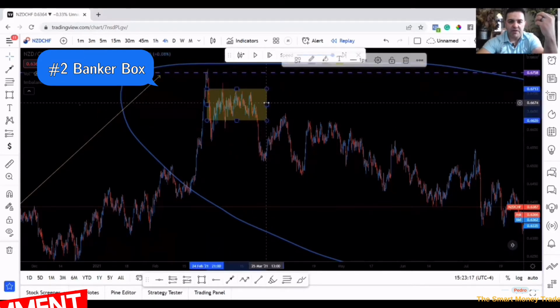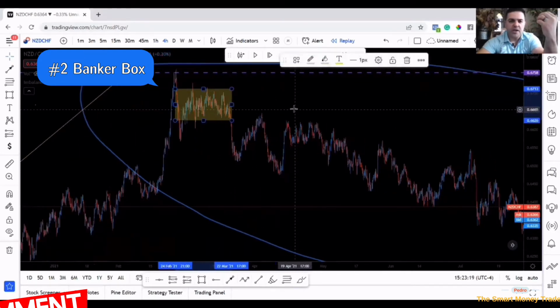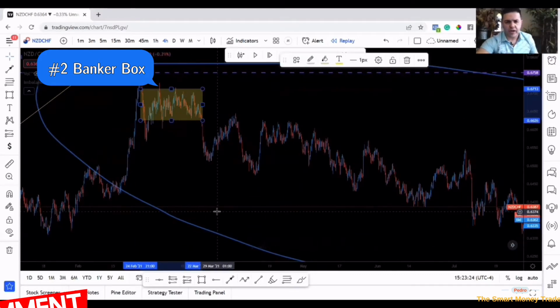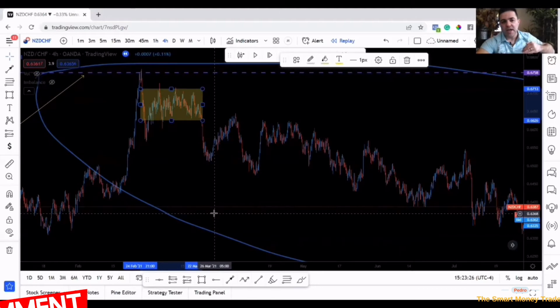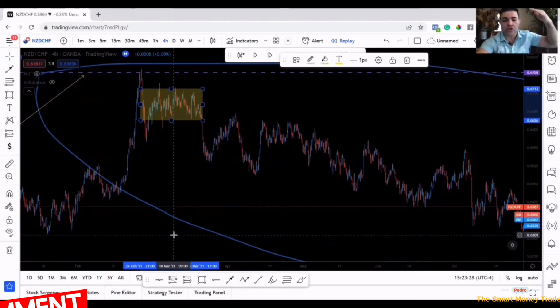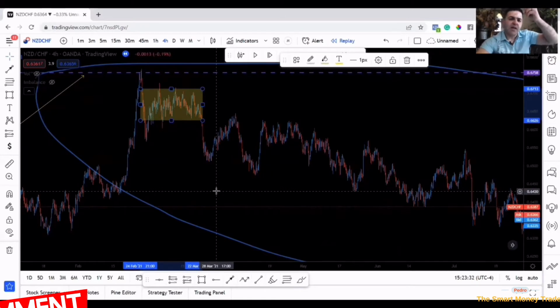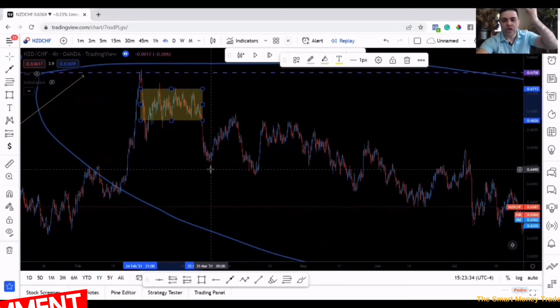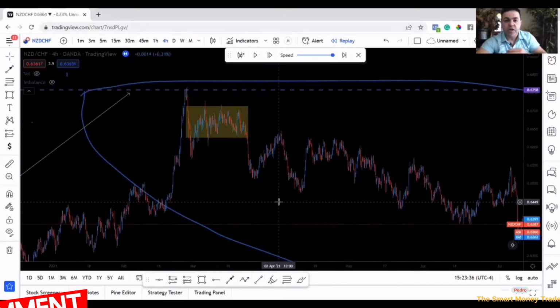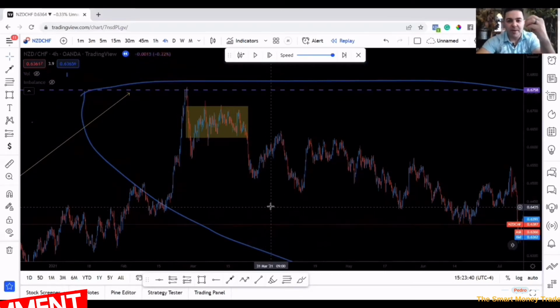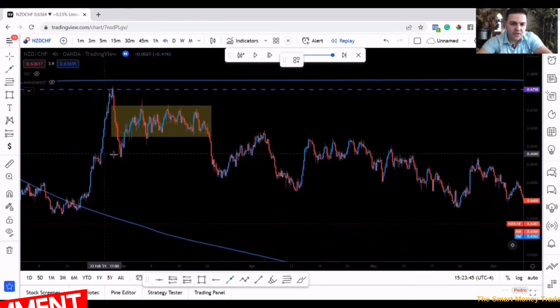Basically, I have it marked as a box, but really it's just distribution, or it could be accumulation. Accumulation is when there is buying pressure and the market goes bullish. Distribution means there is selling pressure and there is bearish movement. But how do you know? Well, you don't know unless you follow the banks.